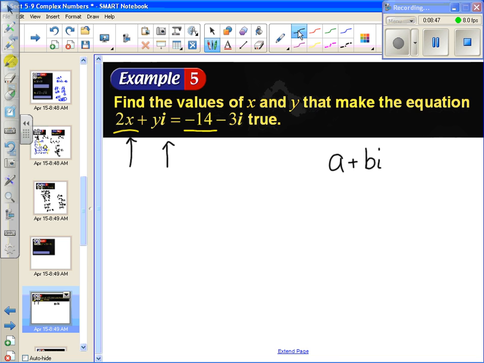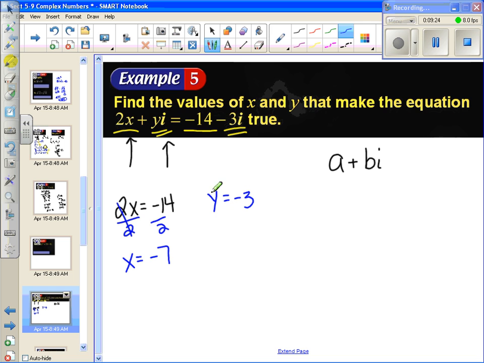So I have the equation 2x equals negative 14. I just match up the real number parts. And then the imaginary part, yi, has to equal this imaginary part, which is negative 3i. I don't even have to use the i's because they're going to be on both sides. I can just say y equals negative 3. On this side, I would divide each side by 2, and I get x equals negative 7.